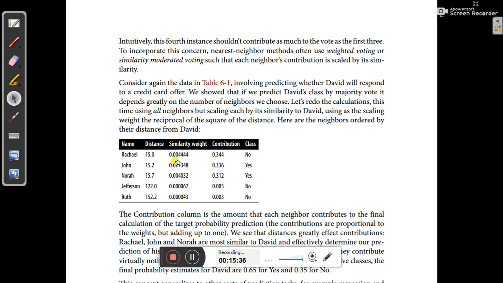So you can understand as a whole, if the values for Rachel, John and Noah are closer, then their similarity weights will also be closer. The scaling weight or similarity weight is taken as 1 divided by the square of the distance.